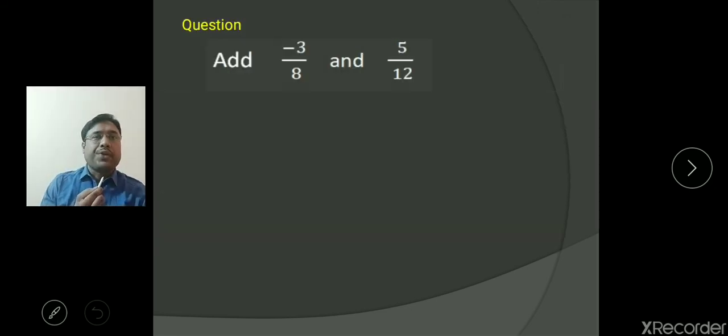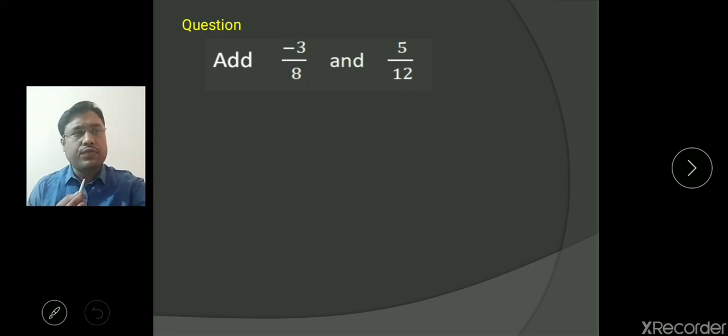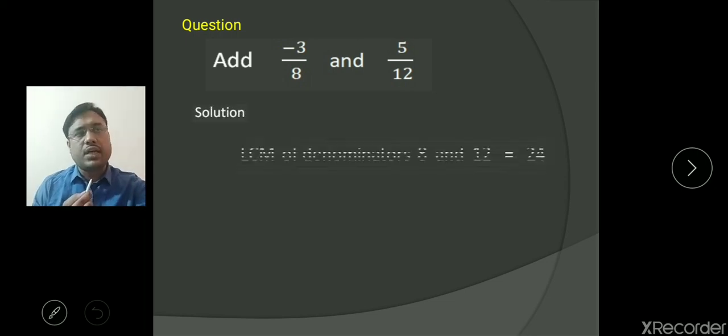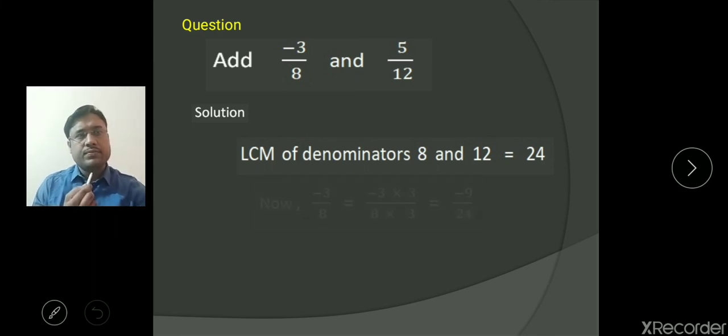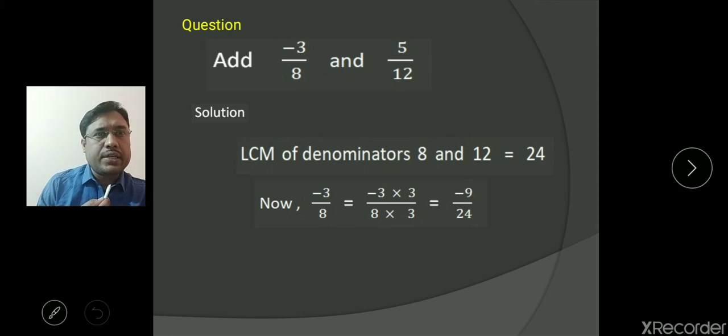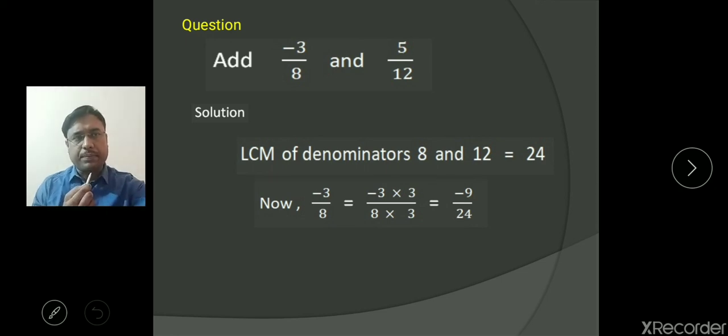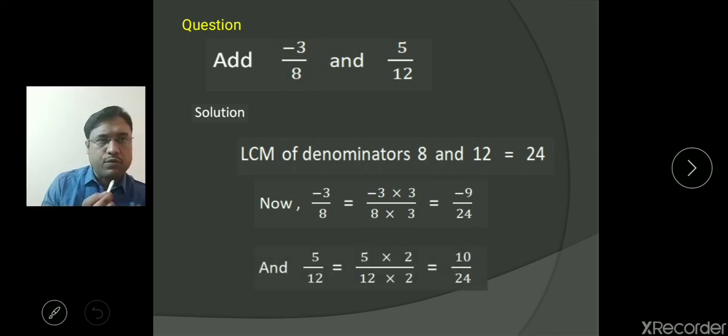Then add minus 3 by 8 and 5 by 12. Here 8 and 12 have different denominators, so find the LCM of 8 and 12. It is 24. Then minus 3 by 8 is equal to minus 3 by 8 into 3 by 3. Here the numerator is multiplied by 3 and the denominator also by 3. So this is minus 9 by 24, because you have to make the denominator equal to 24.